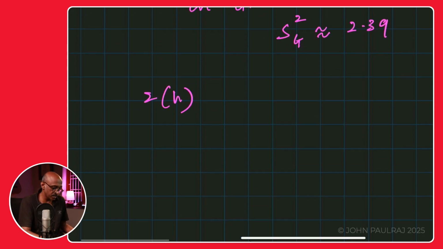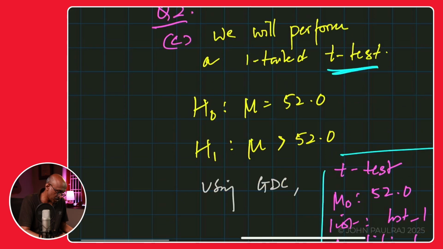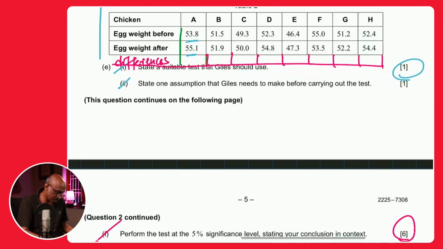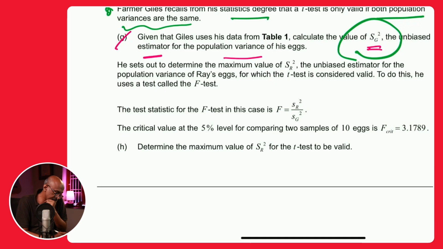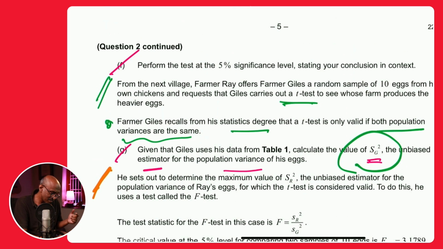Okay, now 2H. I think this is the last part. Let's just do that and try to complete this question, even though the video might seem a little longer. Okay, let's read it carefully. He sets out to determine the maximum value of SR square. SG is what we found out, the unbiased estimator for the population variance for Giles' eggs, the same thing that we just found out, because we don't have any data. We are just given that he has 10 eggs.